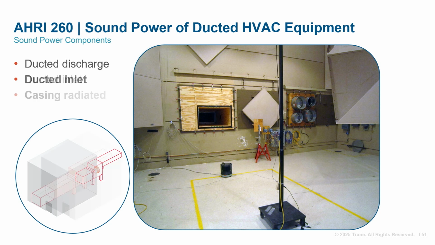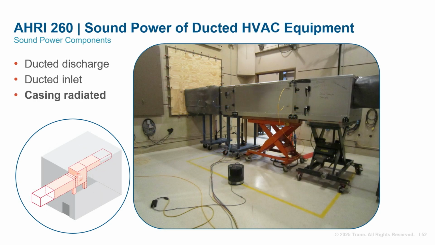In casing radiated, the unit is placed inside the chamber, and both the inlet and discharge are ducted out of the chamber. Extra layers are added to the ducts to ensure only the sound radiated directly from the unit casing is included in the measurements of each operating point.